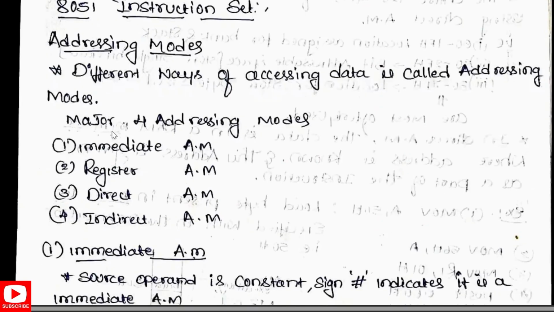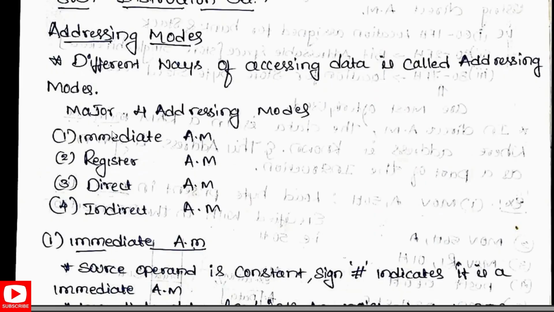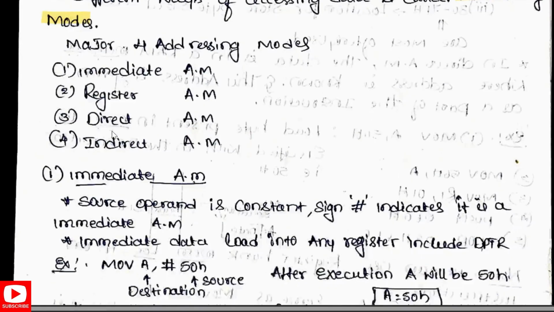Addressing modes. We have different addressing modes. The different ways of accessing the data are called addressing modes. Majorly we have four, but I'll also explain a fifth one. The first one is the immediate addressing mode, the second is the register addressing mode, the third is direct, the fourth is indirect, and the fifth is indexed.